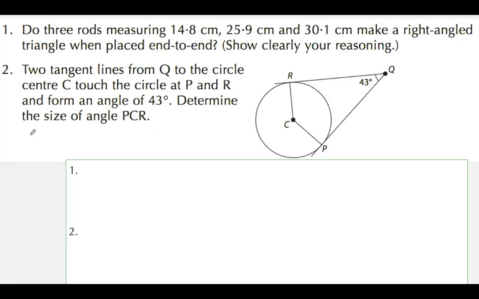So let's try and draw a diagram. We've got this rod here, another rod, and the longest one is this one. So I've got 30.1, 14.8, and 25.9. Now the question asked is, if I put these rods like that, with those lengths, is this angle 90 degrees? Meaning, do we have a right angle here?